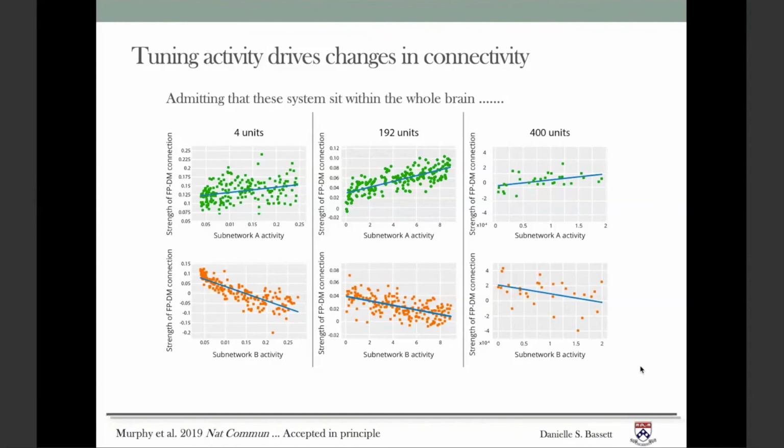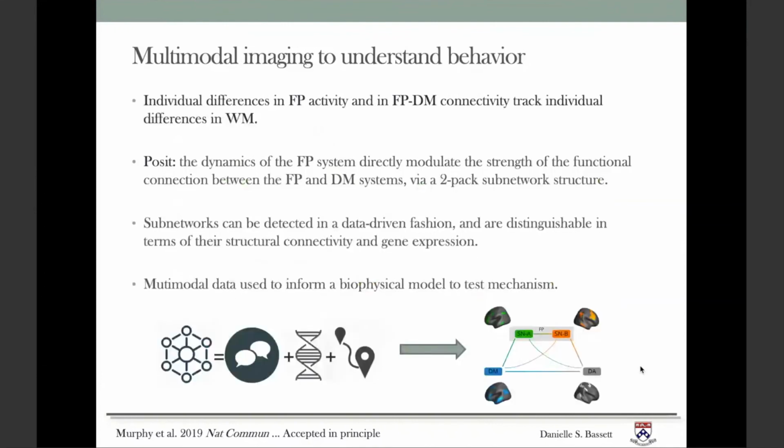So that's suggesting, again, that using a computational model, we can ask whether the change in activity of these specific subnetworks is a sufficient explanation for the observed change in functional connectivity, supporting working memory performance.